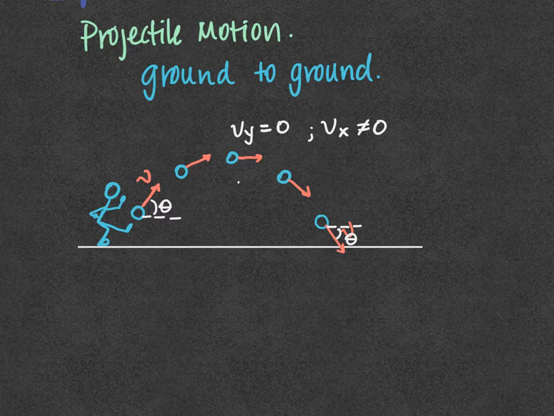Now just like for horizontal projectile motion, we had to look at what was happening in the x direction separate from what's happening in the y direction. In this case, we have to do the same thing. But instead of the object only moving in the x direction initially, it's moving in the x and y direction initially. So let's look at that.